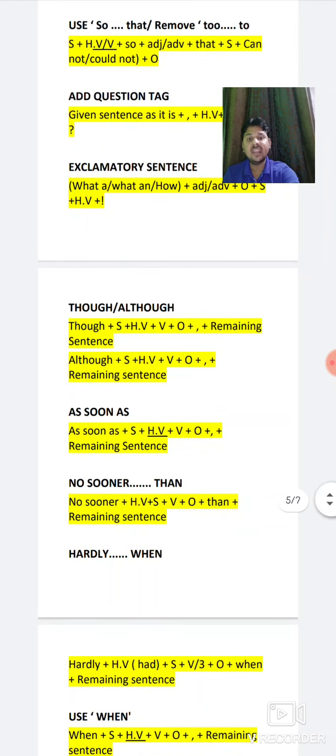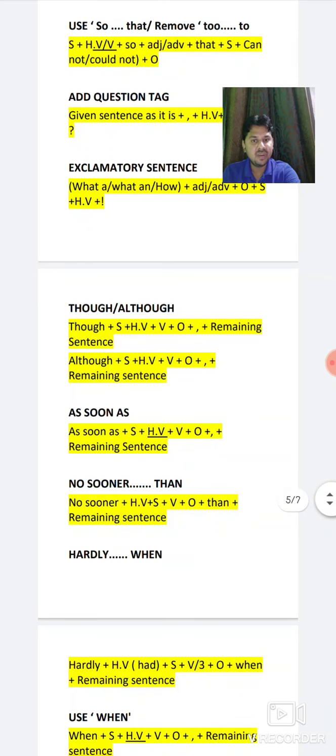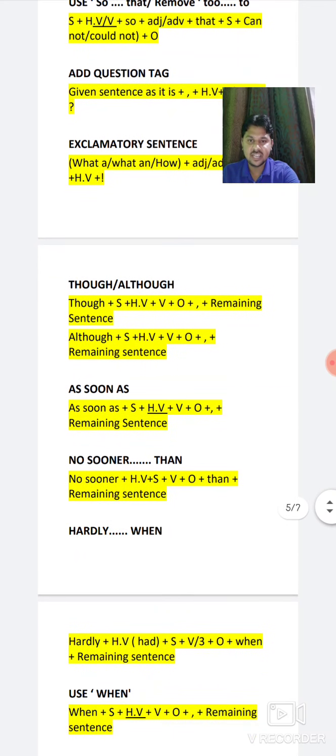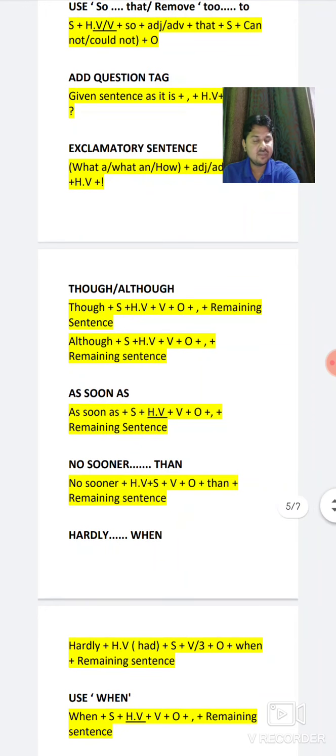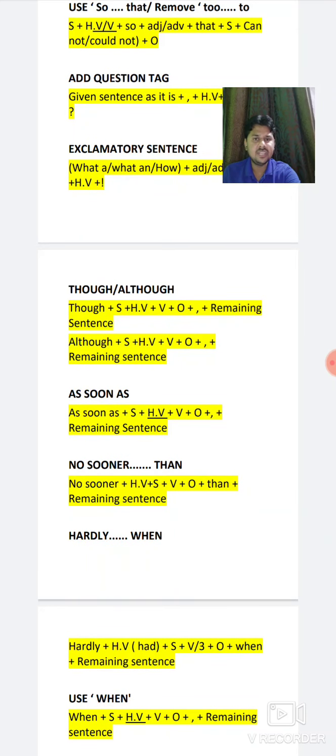In the sentence you will get "but". You have to remove "but" from the sentence, add a comma after that, and whatever sentence remains, you have to write it as it is. Now about "although", the same thing applies, student, only the name changes. Although: we will start the sentence with "although", after that subject, helping verb, object. After the object, remove "but" from the given sentence, add a comma, and after the comma, whatever sentence remains, that only you have to write.